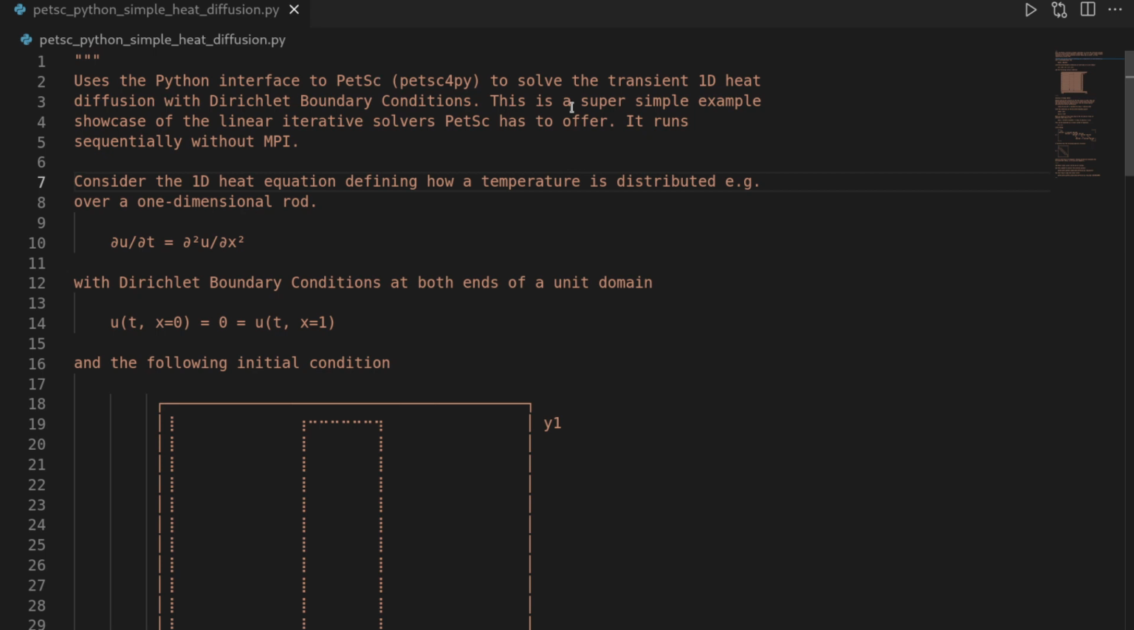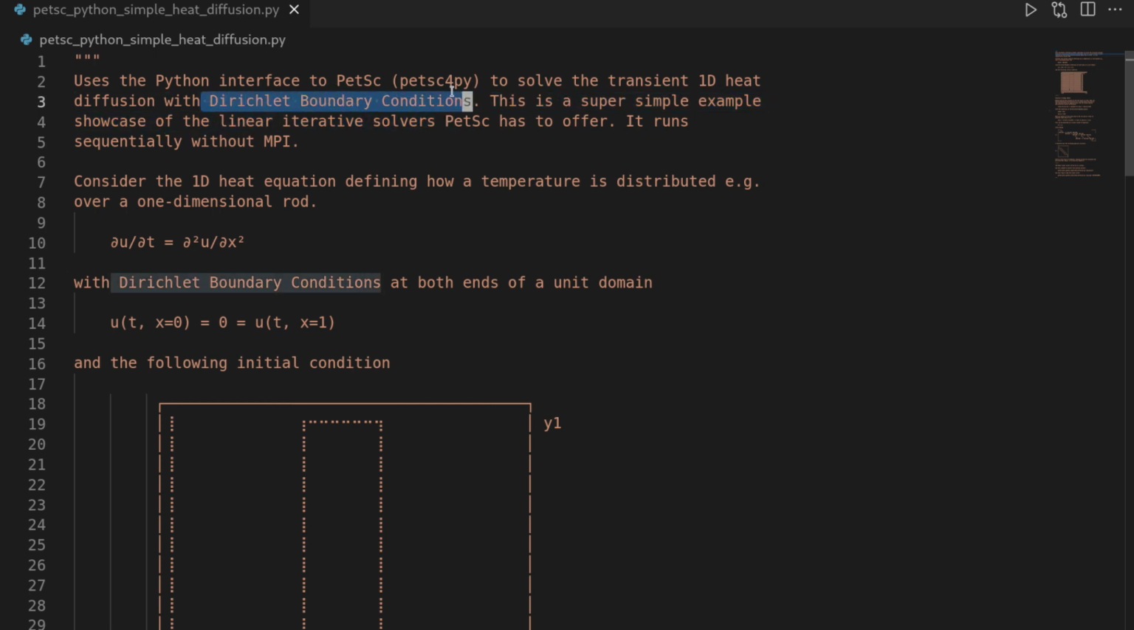PETSc is a huge library offering a lot of fine-grained control on the involved solvers. But today we want to look at just a super simplistic example to make you aware of how PETSc works. And this example will be the transient 1D heat conduction example. And for simplicity, we will be using Dirichlet boundary conditions here.